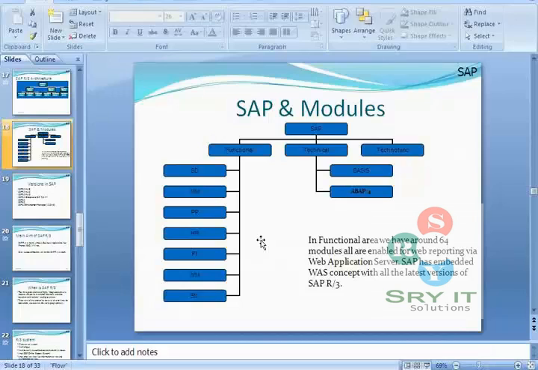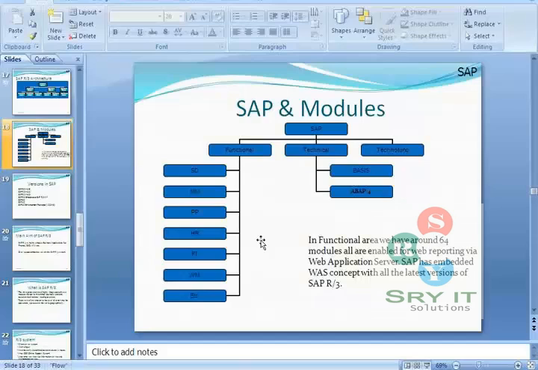Basis people are the key people to manage the entire SAP servers 24/7, 365 days. They should maintain and monitor it properly. And ABAP is the backbone for the entire SAP R3. ABAP stands for Advanced Business Application Programming language. It's a 4th generation language. It's the backbone for the entire SAP R3.